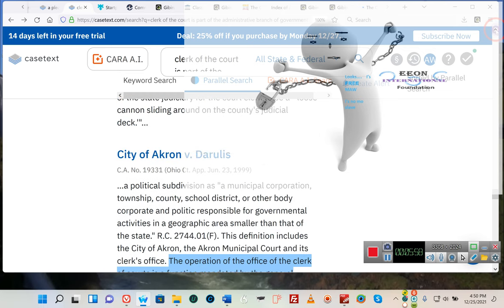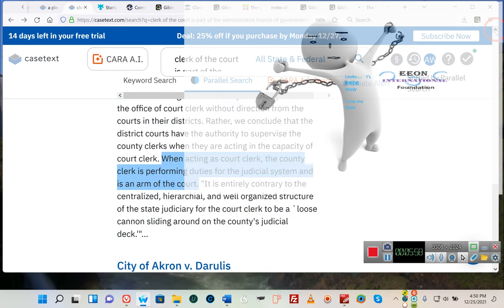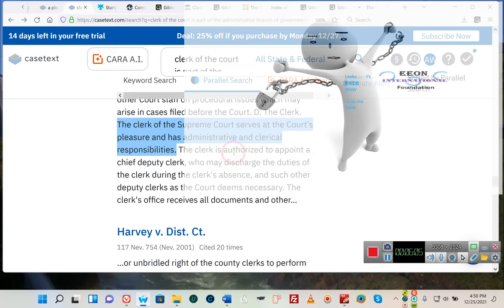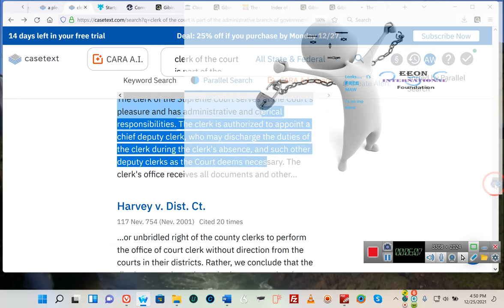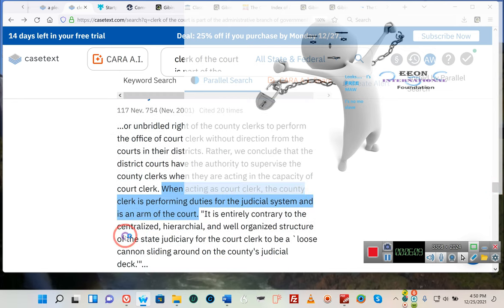Hold on now. Come on now. When acting as the court clerk, the county clerk, pay attention, we're gonna see that wearing two hats. When acting as court clerk, the county clerk is performing duties for the judicial system and is an arm of that court.